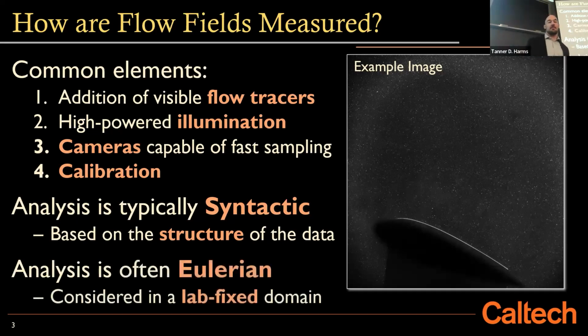The other thing I want to bring up here is that a lot of fluid mechanical analysis is Eulerian, which means that I'm looking at a fixed domain in space and watching the flow move through that. The alternative is a Lagrangian frame, and we'll talk more about that in a little bit.